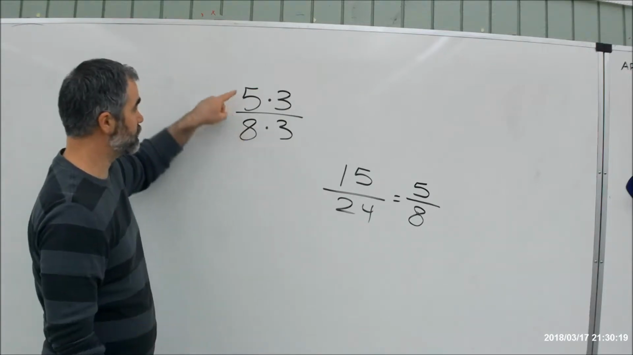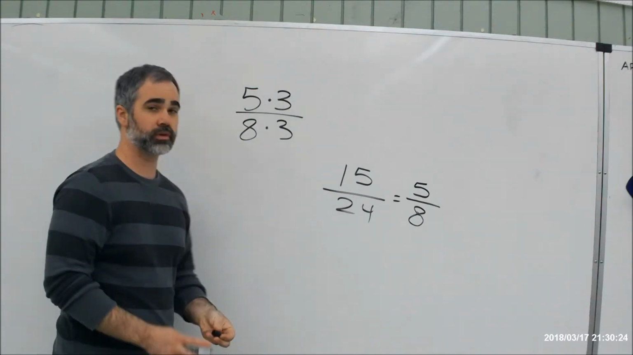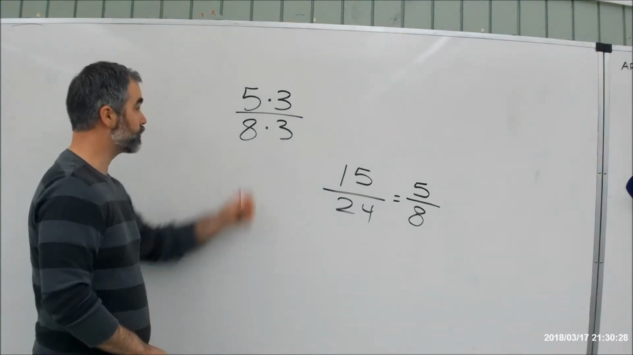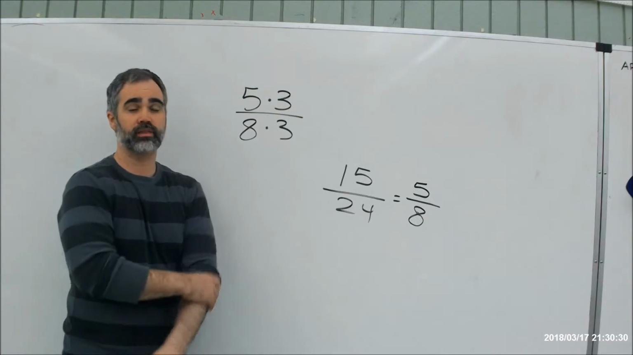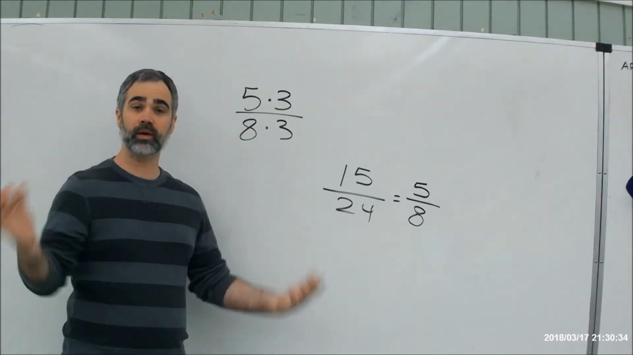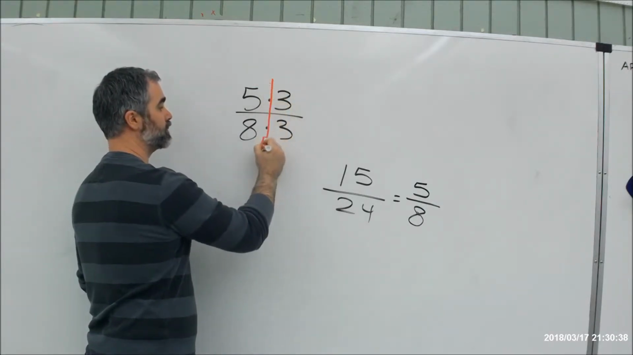So instead of writing 15, I wrote 5 times 3. Instead of 24, I wrote 8 times 3. And what you notice here is that I have 3 divided by 3. 3 divided by 3 is 1. I can multiply or divide by 1 without changing anything. What I really got here is a big 1.